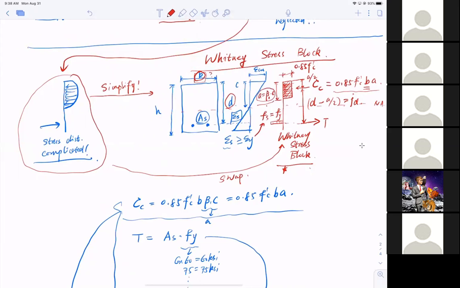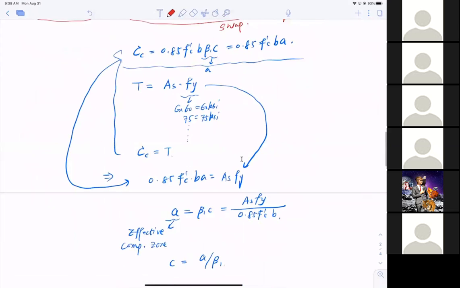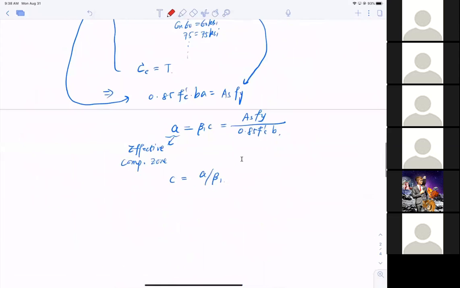It was introduced earlier by Whitney. Beta 1, he just introduced it, he hasn't given a definition of it. So now we're going to give a definition of it. What is beta 1? Beta 1 is a reduction factor or coefficient in the Whitney stress block.